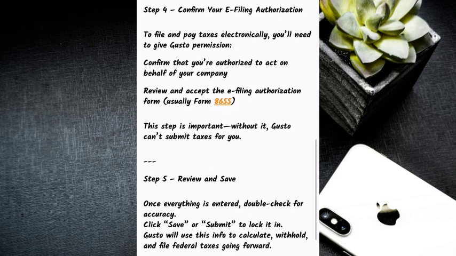Step 4, confirm your e-filing authorization. So to file and pay taxes electronically, you need to give Gusto permission. You want to confirm that you're authorized to act on behalf of your company and review and accept the e-filing authorization forms. Now this step is really important because without it, Gusto can't submit taxes for you, so be sure to pay attention to it.